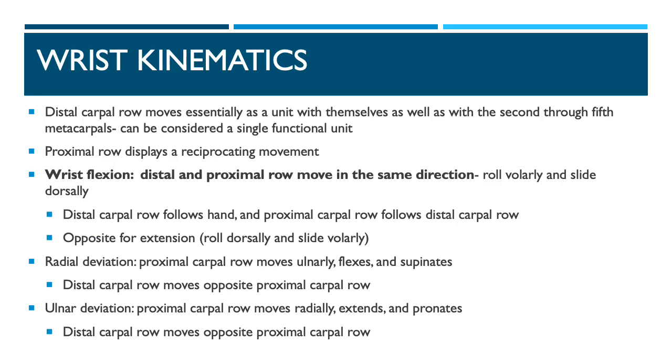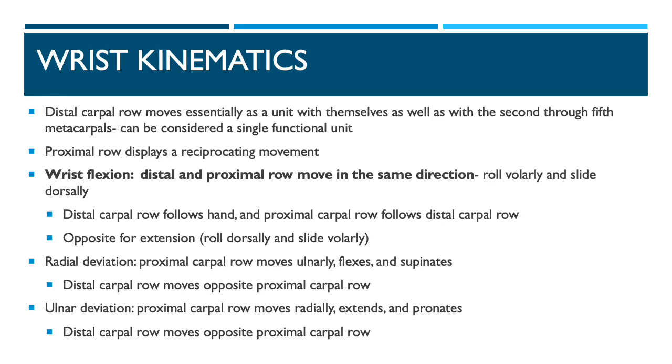So when we're discussing wrist kinematics, the distal carpal row moves essentially as a unit with themselves, as well as with the second through the fifth metacarpals. The ligaments that we'll talk about in a little bit are really tight and keep them on a pretty tight leash with the metacarpals. So you can think of the distal carpal row and the metacarpals as functionally a single unit. The proximal row has a reciprocating motion with the distal carpal row.